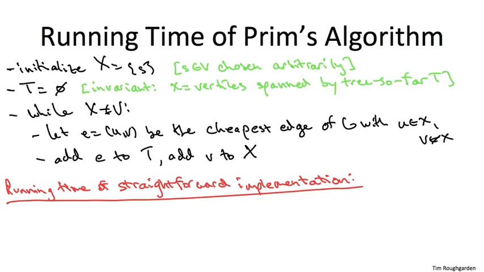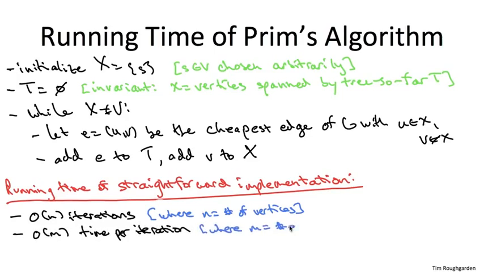So let's just ask how many iterations does the loop take, and how much time is needed to execute each iteration. Well, the number of loop iterations is going to be exactly n minus 1, where n is the number of vertices. X starts out with one vertex, it terminates when it has all n vertices. How much work do we need to implement each iteration? Well, essentially what each iteration is doing is a brute force search through the edges. It's looking for the edges that have one endpoint inside X and one endpoint outside, and amongst those it just remembers the cheapest. And it's easy to see that you can implement each iteration in O(m) time, where m is the number of edges.